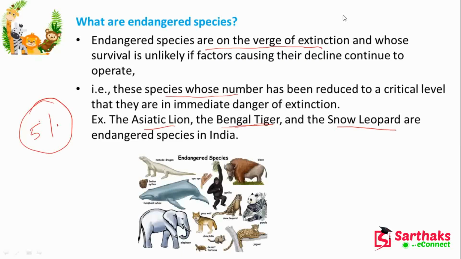Examples of endangered species are the Asiatic lion, Bengal tiger, and snow leopard. Okay. So the International Union for Conservation of Nature has a Red List of the global conservation status of many species. In this list, the global conservation status of all of them has been mentioned.